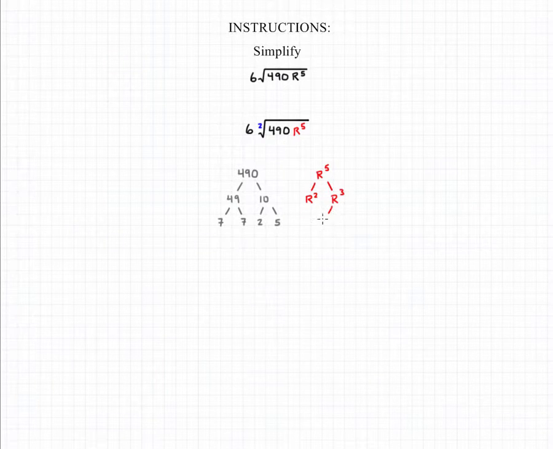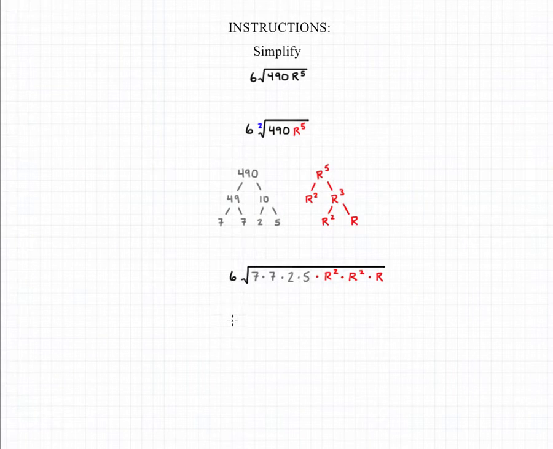and then that r cubed into r squared and r. So we can rewrite this radical as 6 times the square root of 7 times 7 times 2 times 5 times r squared times r.